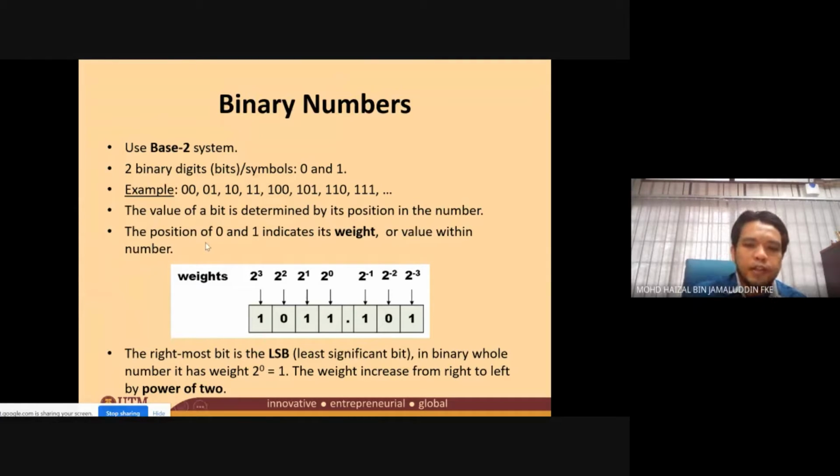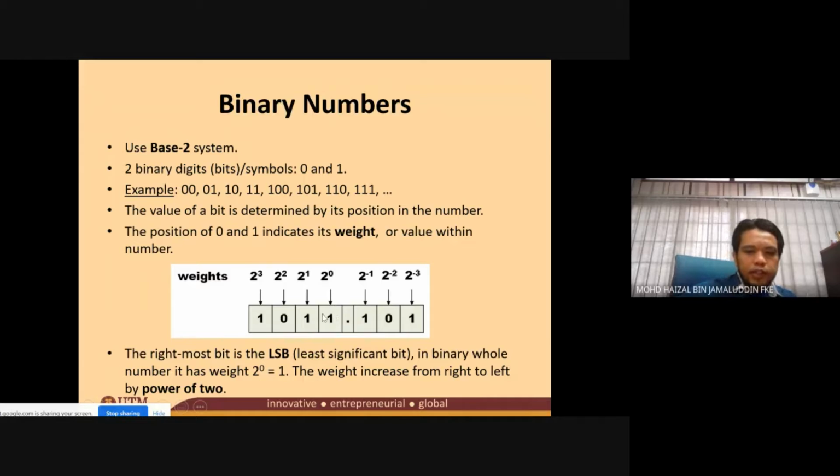So for example here, you have 1011.101. So you multiply with the weights here: 2 to the power of 0, 2 to the power of 1, okay? And for the fraction number, it is a minus power. The rightmost bit is the least significant bit. In a binary whole number, it has a weight of 2 to the power of 0, which is equivalent to 1.